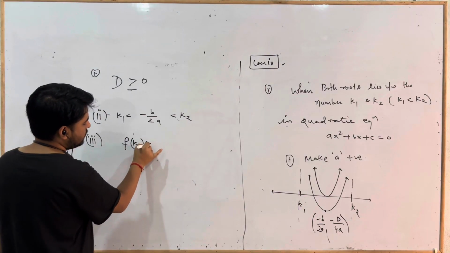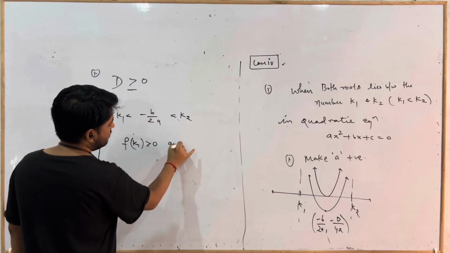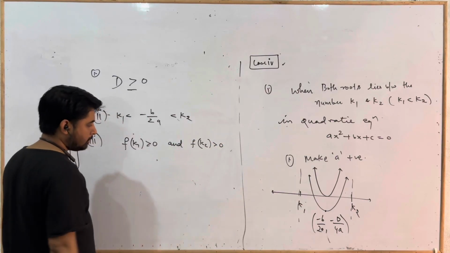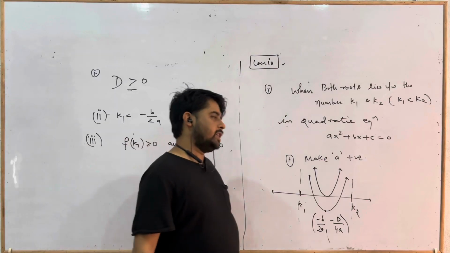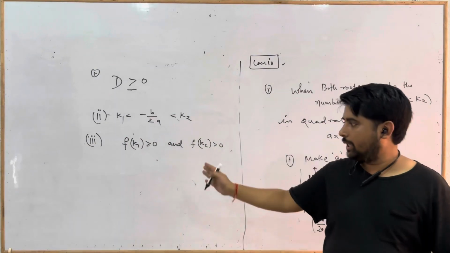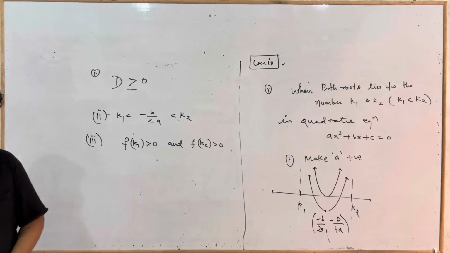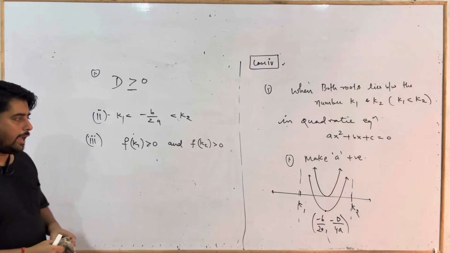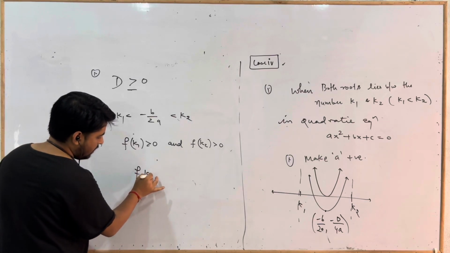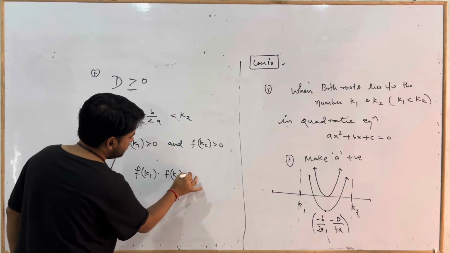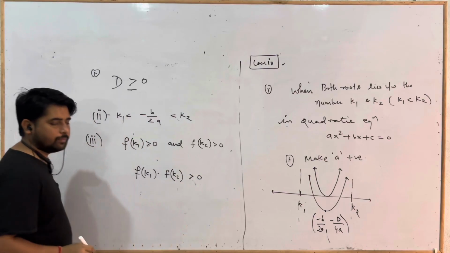f(k1) is greater than 0 and f(k2) is also greater than 0. Now one student is saying that f(k1) is greater than 0, okay, fine, f(k2) is greater than 0. So in place of these two inequalities, can I write f(k1) into f(k2) is greater than 0? Can I write?